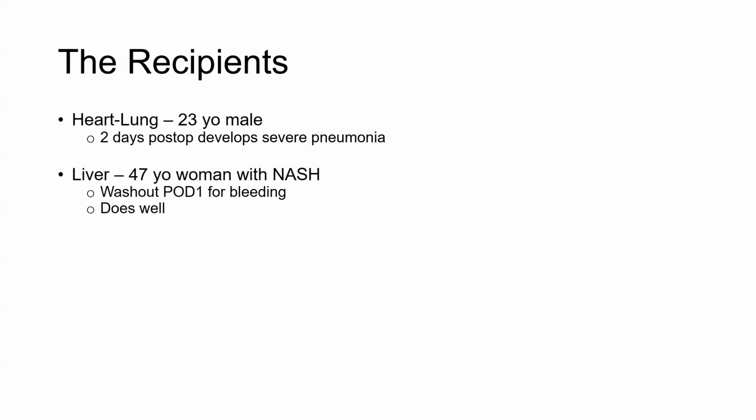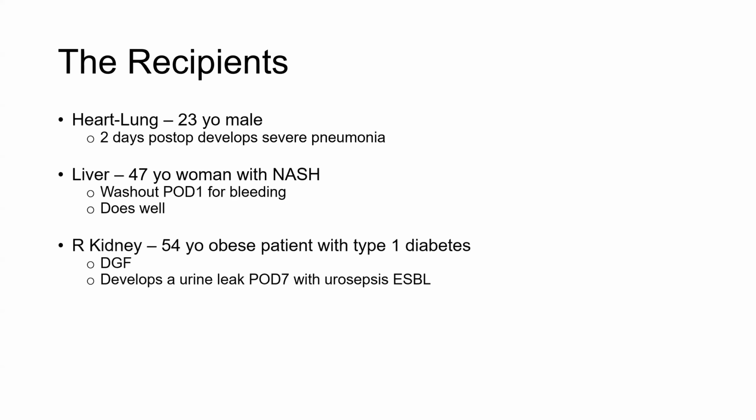And when we go through the recipients, the heart-lung patient develops a severe pneumonia 2 days post-op, and you can all use your imagination to figure out what that could be. Our liver patient was a woman who transplanted for NASH, was washed out on post-op day 1 for bleeding, not all that unusual, but then goes on to do well. The right kidney recipient, remember, was obese and had diabetes, had some delayed graft function, and eventually developed a urine leak on about post-op day 7 and had some urosepsis with an ESBL organism.